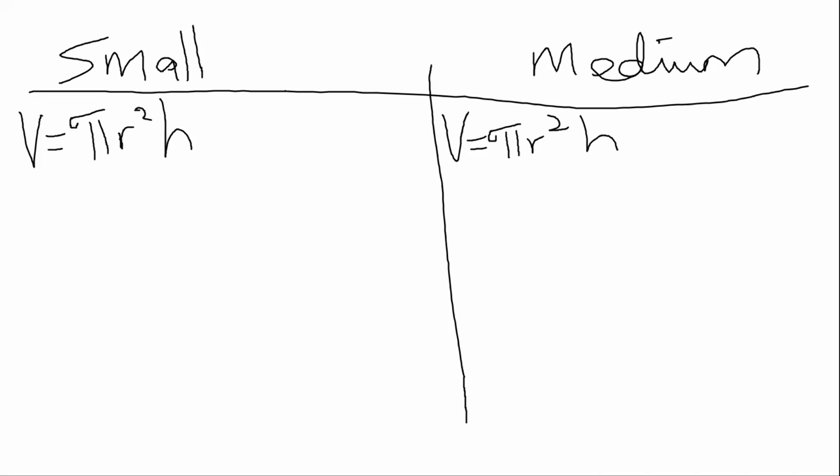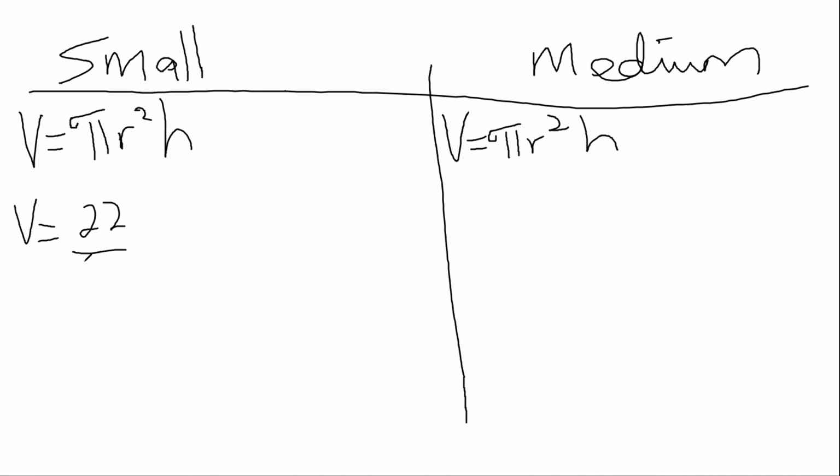So again, we need to find the volume. So the volume is pi, which is 22 over 7, unless they specify. Did they specify what to use pi as? No, they didn't. So we could use 22 over 7.